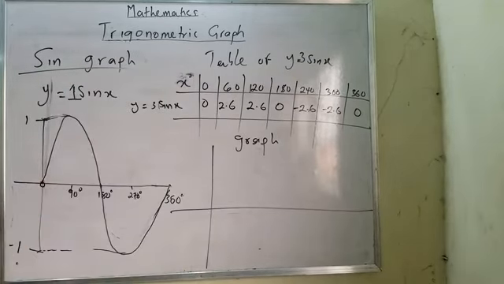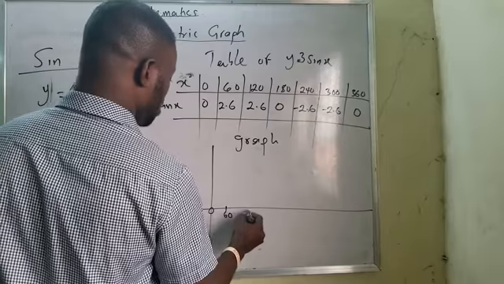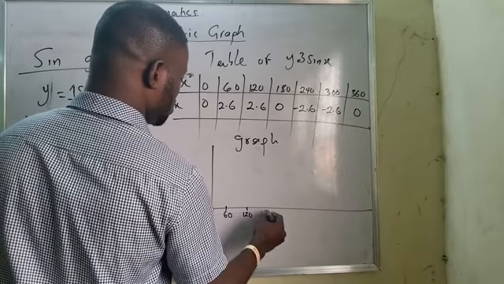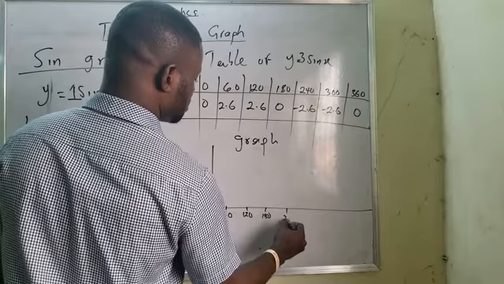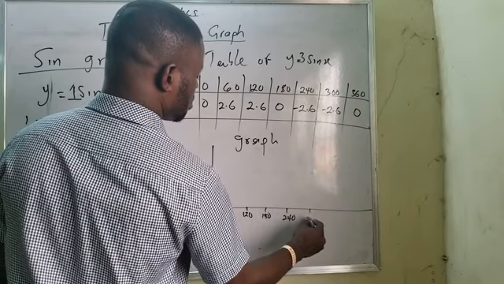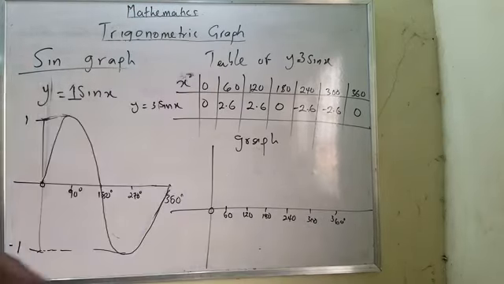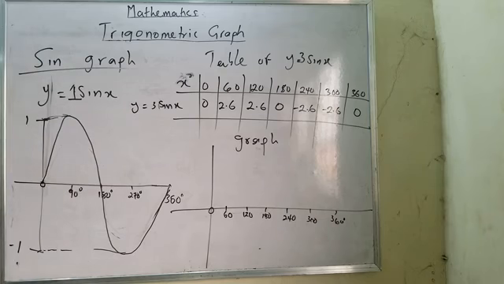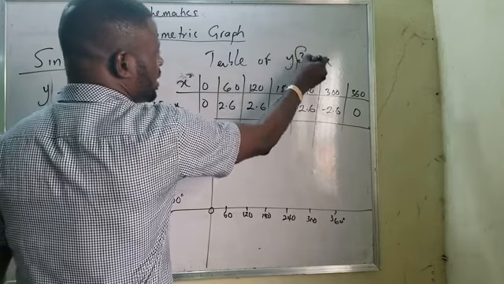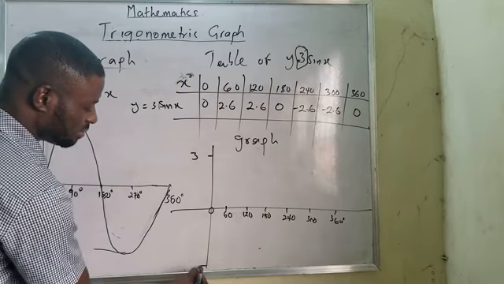Now the graph will be like this. Let me quickly set up 0, 60, 120, 180, 240, 300, and 360. Now you know how to plot a graph. Don't forget your scale, and I think I will explain that later. For this particular value here, the implication of this number is that it will be set up as 3 and minus 3.